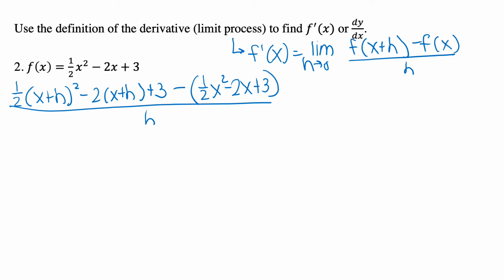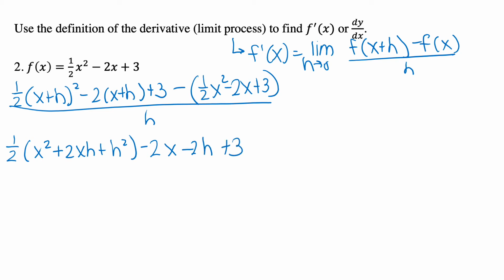Remember, the first thing we want to do is simplify our exponents. So we have 1/2 on the outside, x plus h squared turns into x squared plus 2xh plus h squared, minus, I'm going to distribute my 2, so we have 2x plus 2h plus 3, and then distributing our negative, we get minus 1/2 x squared plus 2x minus 3. Again, that's all going to be over h.